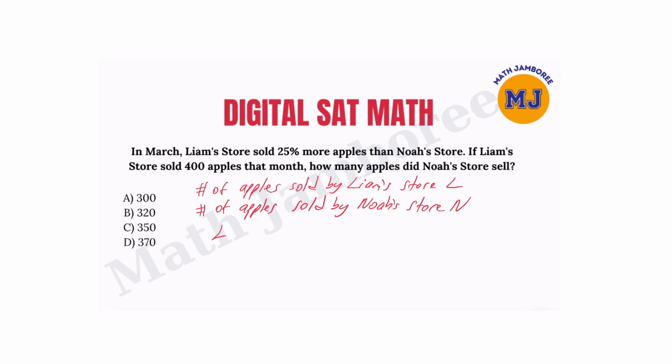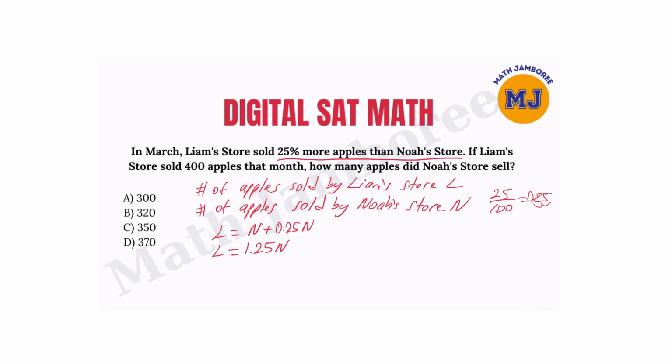Liam's store sold 25% more apples than the Noah store. So Noah plus, and 25% of something means 25 over 100. And if you rewrite this as a decimal, this becomes 0.25, right? Because when you divide anything by 100, if there are two digits, you move your decimal place from right to left, 2 points. So this makes 0.25 of Noah equals Liam's. So this is how you set up the equation, and this makes 1.25 of N.